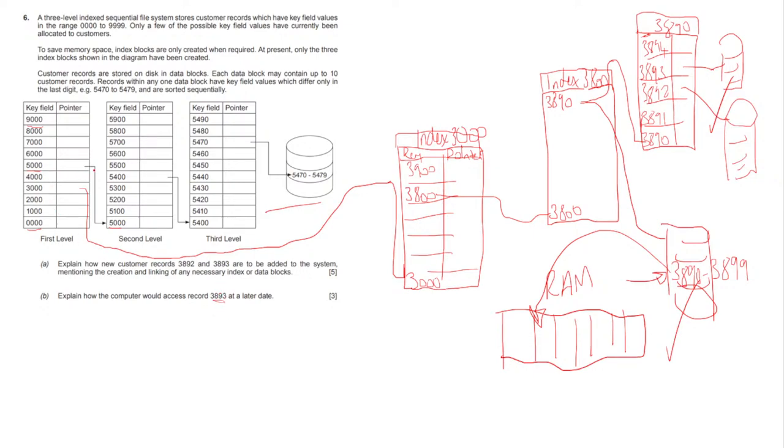You just follow it through the tables, follow it through the tables. Once you get to the data, pull it back and put it in random access memory.